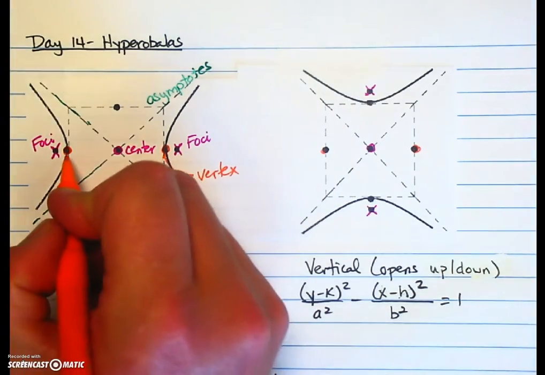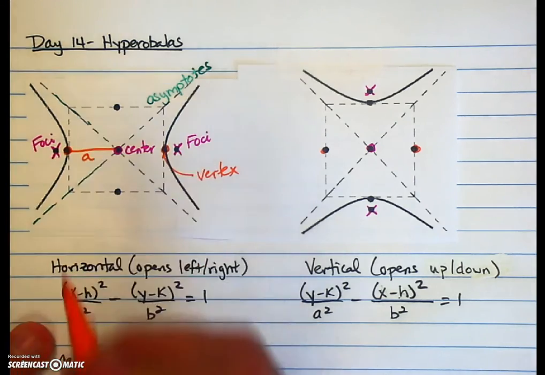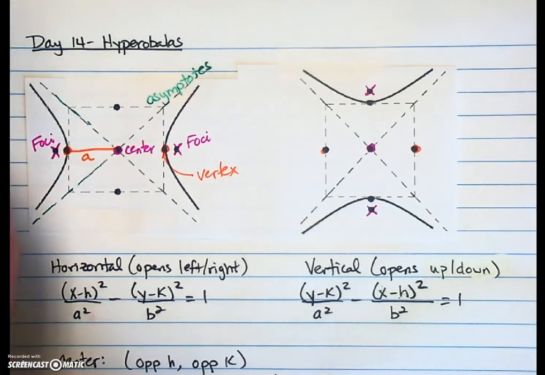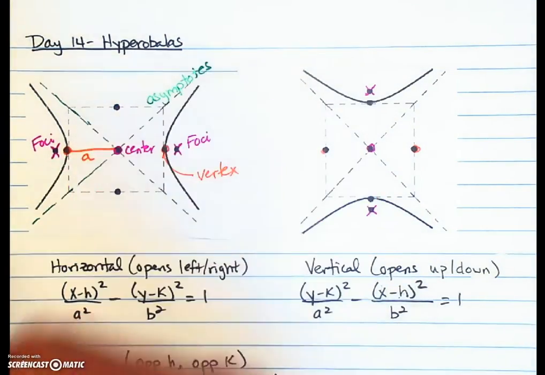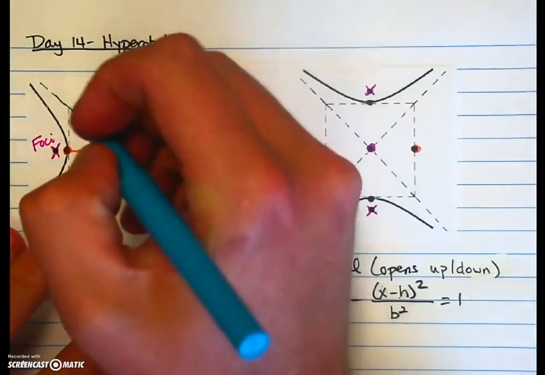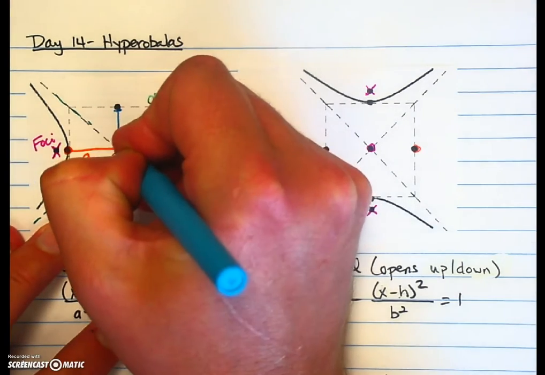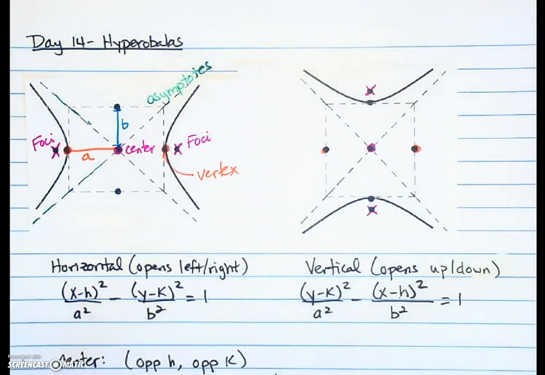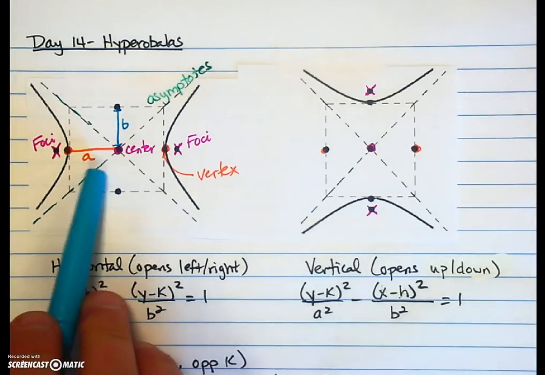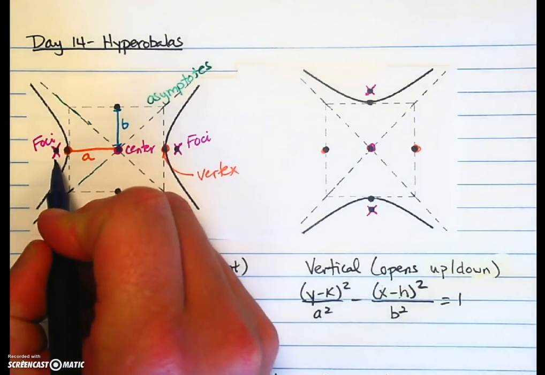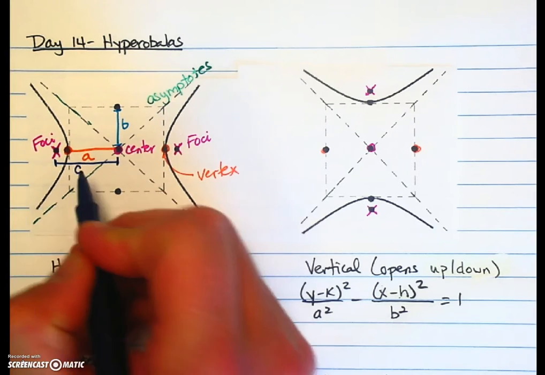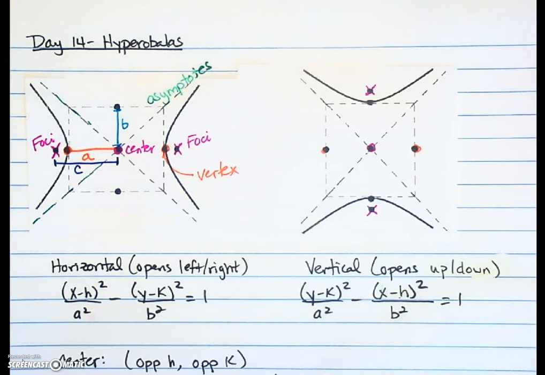And to get those vertex points, that distance is still a, just like what we did with ellipses. And then this distance, I'll use another color here, just like we did with ellipses, that distance is b. So you still have your a's and your b's, and we're going to work off of that. And then the distance out to my focal point, that's still c. So we're still going to deal with the a, b's, and c's.